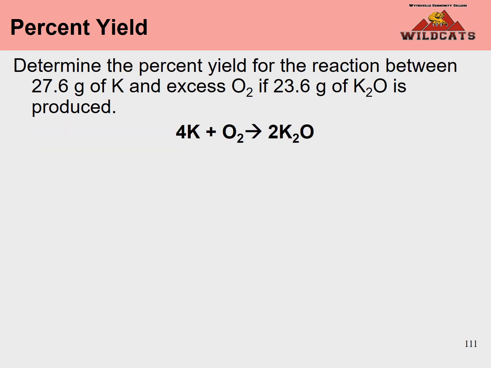So it says determine the percent yield for the reaction between 27.6 grams of potassium and excess O2. So this is not a limiting reactant problem. That 23.6 grams of K2O is produced. That is the actual yield. So we need to calculate an expected yield. So in this case, it's going to be a mass-to-mass problem.